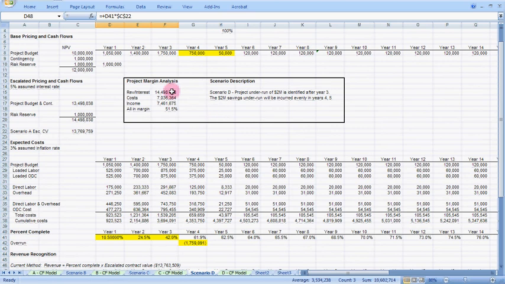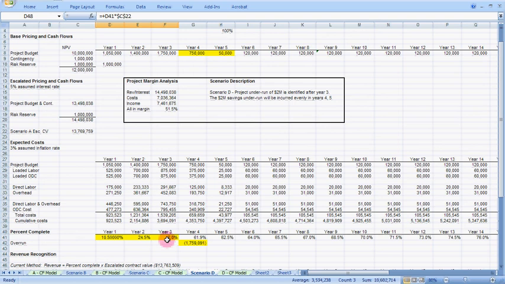based off of some profit margin analysis that was based off of different scenarios. This scenario here has a project underrun of 2 million that is identified after year 3, and so it had 2 million savings that would occur evenly in years 4 and 5. What that means is if you look at this project budget, the 750,000 in year 4 and year 5 ended up only being 50.